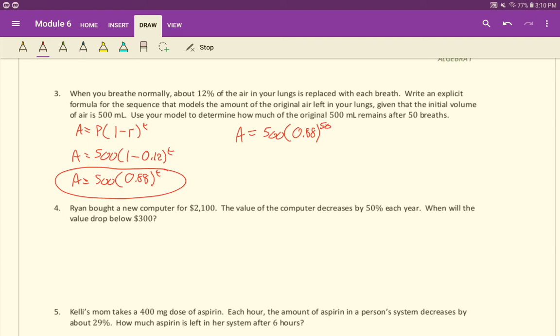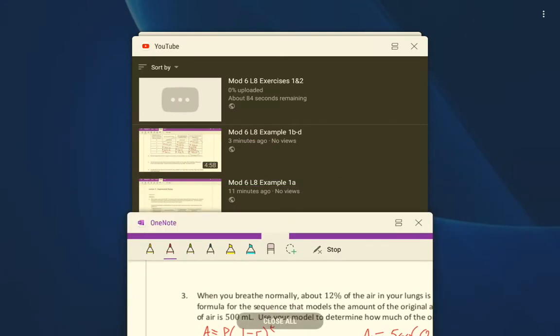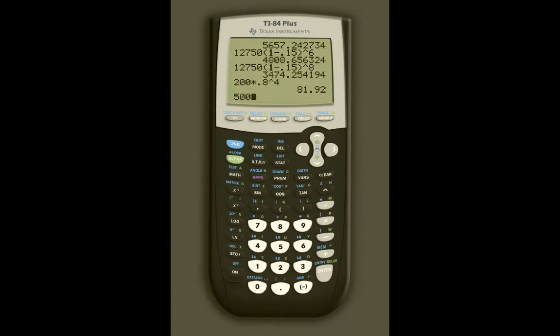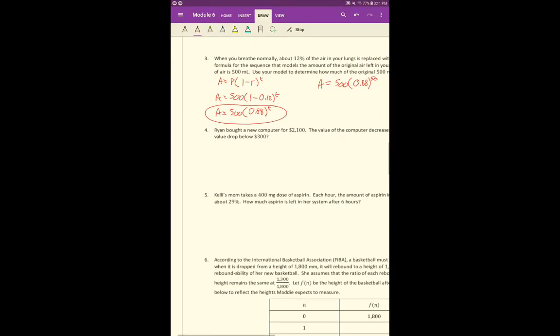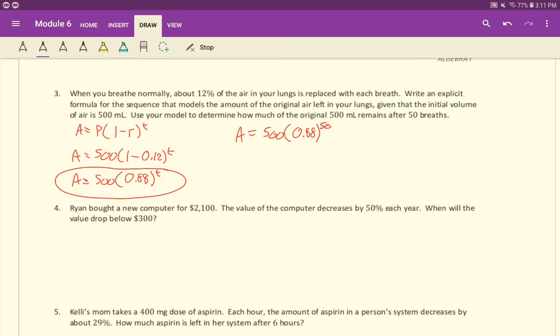And so we can go ahead and type that into our calculator. 0.88 to the 50. So only about 0.84, we'll round to 2 decimal places there, 0.84 milliliters of air from our original breath remain.